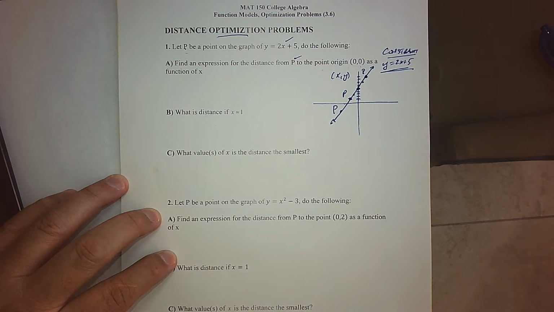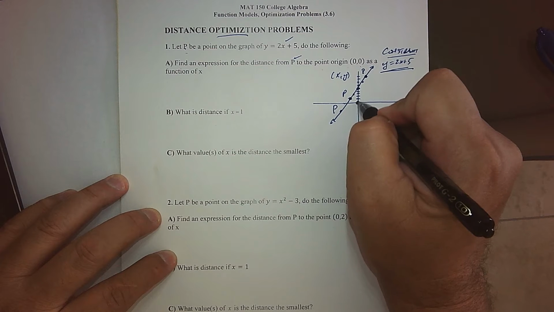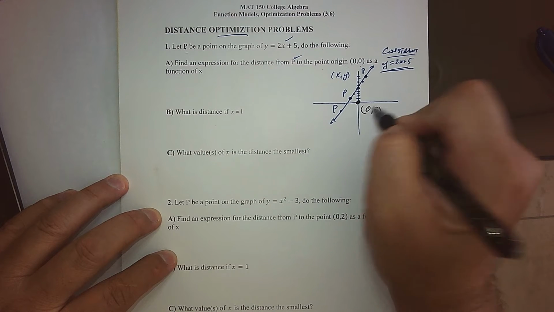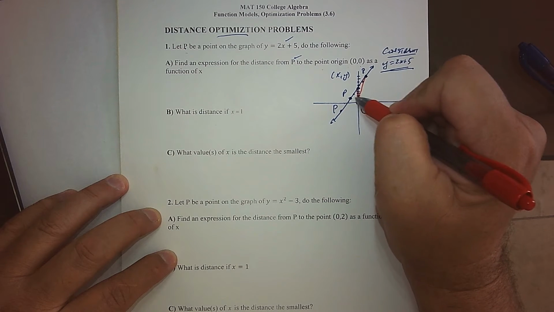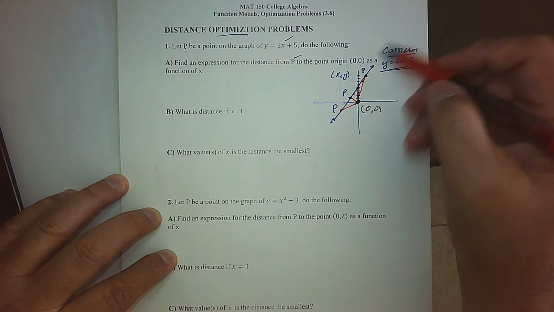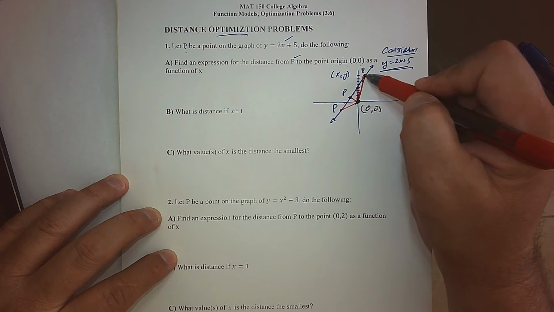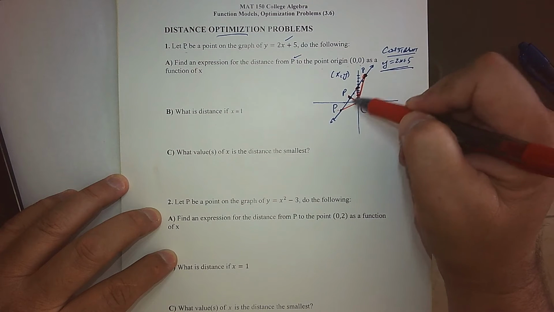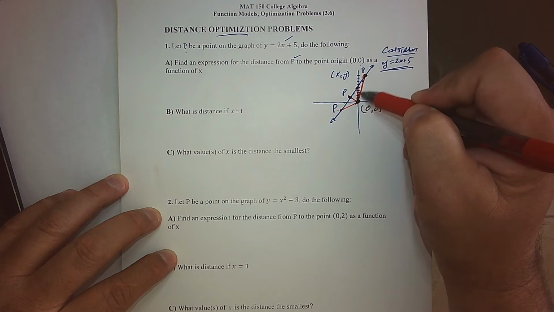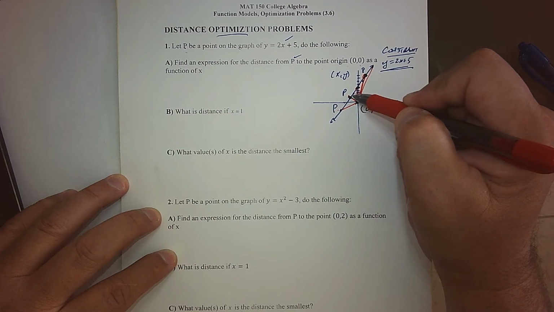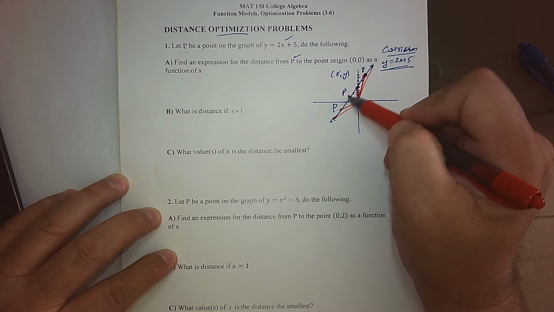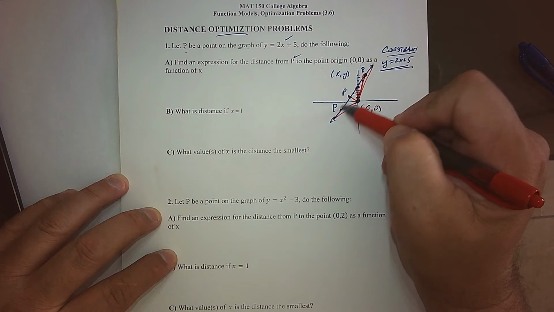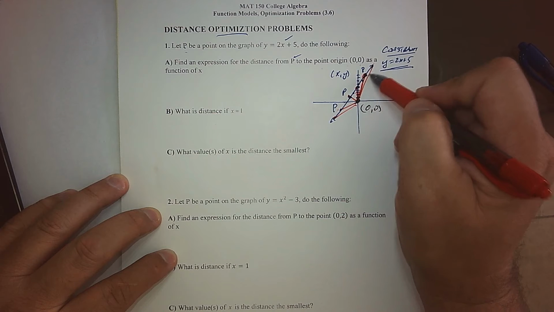So let me change colors here. Let me go to black. Hopefully that'll show up fine. So there's (0, 0). What I'm basically trying to do, let me put this in red, is find that distance from that point or that point or that point. Notice the distance is constantly changing. It gets really long in some cases, gets pretty short in other cases, and gets long again in others. As we move along this line, y equals 2x plus 5, the distance keeps changing.